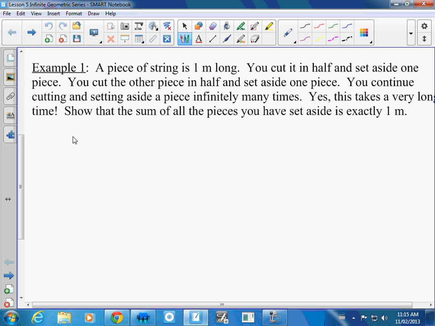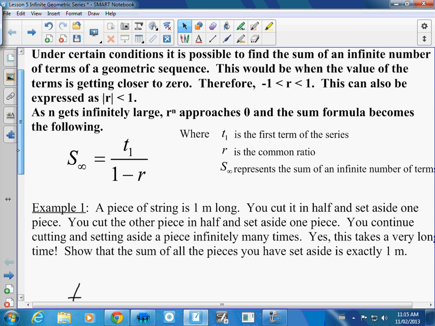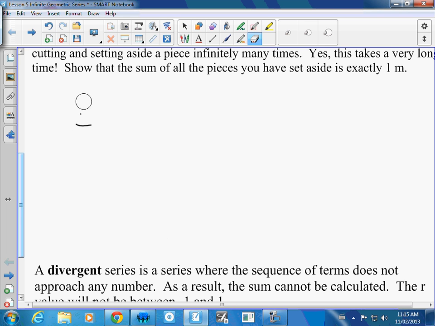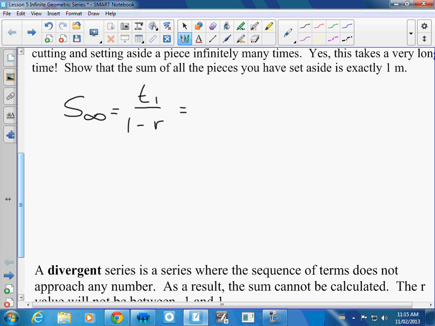So, what's the formula? If you remember the formula, that would help. S infinity. Oh, okay, well here. Let's see. It's T1 over 1 minus r. Okay, what is the first piece when you cut it in half? You got a meter and you cut it in half. What's the first piece? A half. Okay, so that's our half, 1/2, over 1 minus, okay, now what is r in this case?